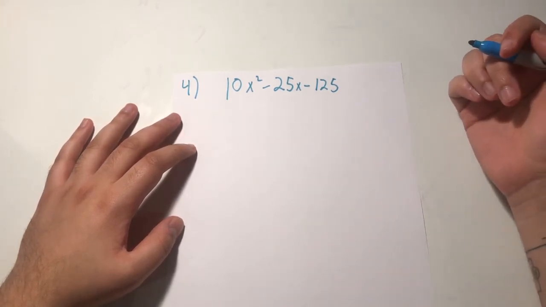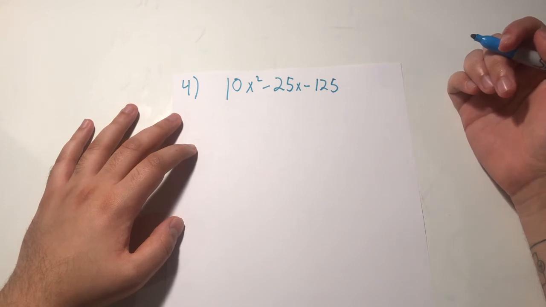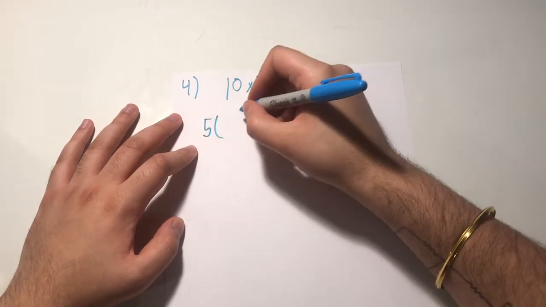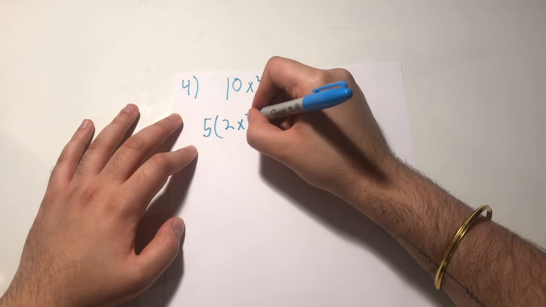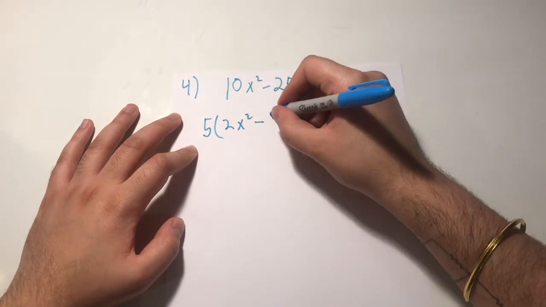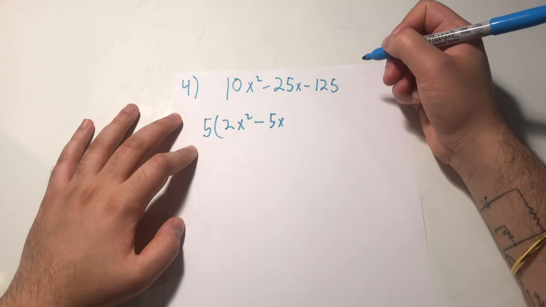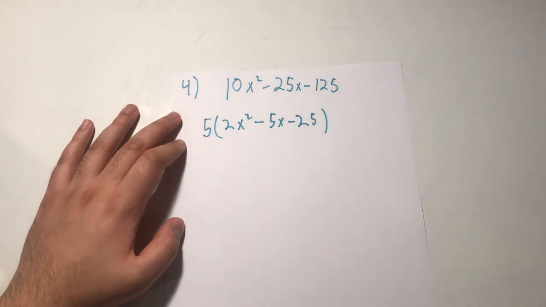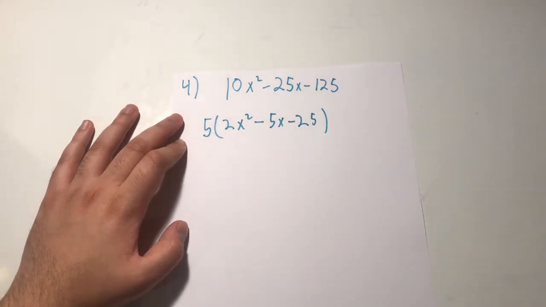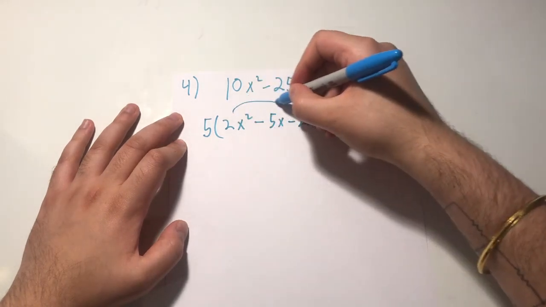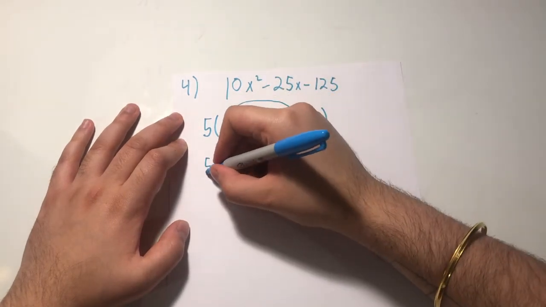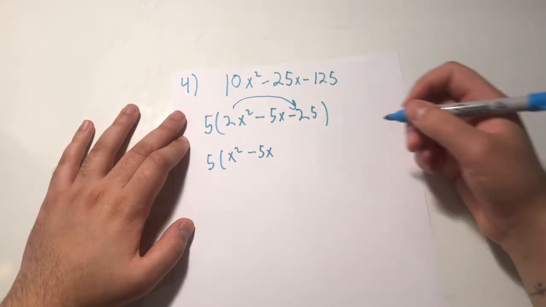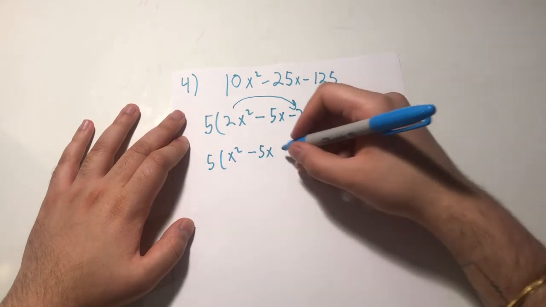First thing, GCF. It looks like 5 is the thing I can take out of everything. 10 divided by 5 is 2x squared minus 5x, and that should be 25. Yeah, minus 25. Okay. Next, let's do the actual AC method with what's left inside the parentheses. 2 times 25, and now I rewrite this as x squared minus 5x minus 50.